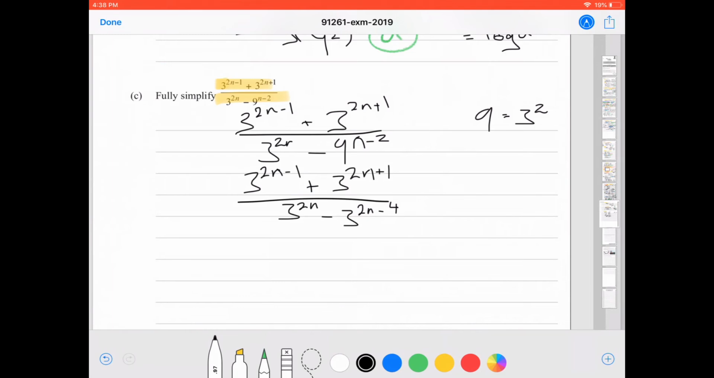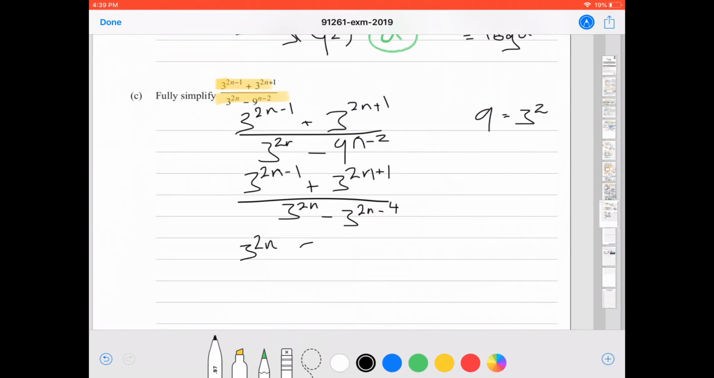And that's sort of how you go about simplifying. Basically, looking at our numerator, we can say we've got a common factor of 3 to the power of 2n. And then inside the brackets, it's going to be 3 to the power of minus 1.